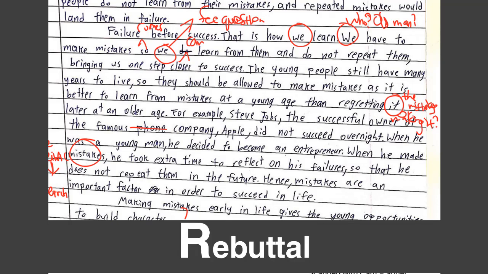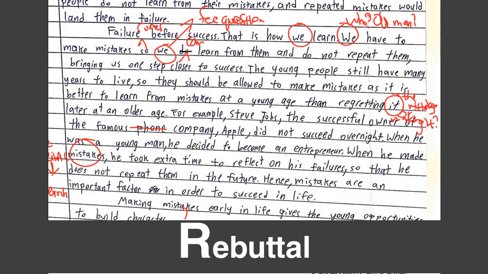Now let's take a look at the rebuttal. If you look at the structure, what is written in front is the introduction, followed by a paragraph on why you should make mistakes, and another on why you should make mistakes, but there's no rebuttal. See? Do you see it even in the next one?